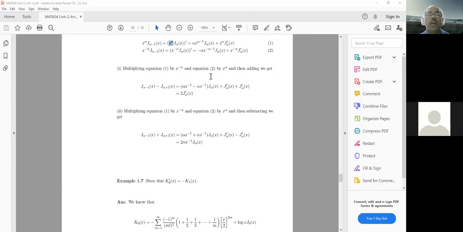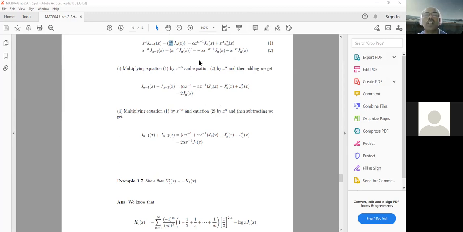So you treat this left hand side as J alpha plus 1. And after multiplying the first equation by x to the power minus alpha and the second equation by x to the power alpha, then you take the subtraction of these two equations. So you will get this. And after putting these values here, you will see that it is 2 times J alpha dash.